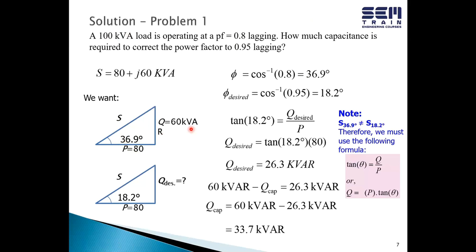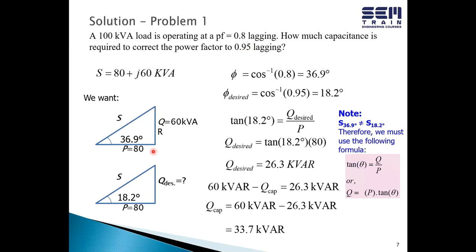So you see how you can do it. You got the initial Q value here with the 0.8 power factor, but then you do the second set of calculations, and that would be for a power factor of 0.95. The arc cosine of that basically gives you 18 degrees right here, 18.2 degrees.